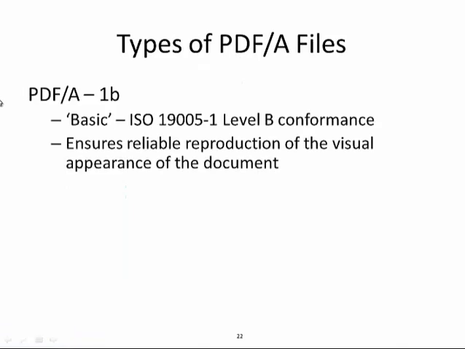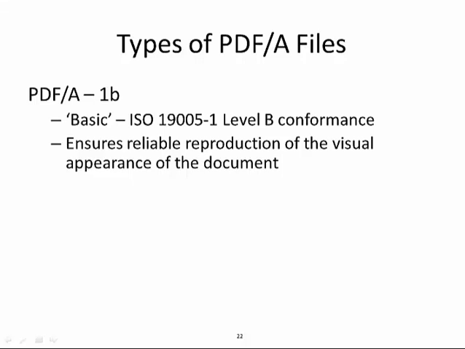So there are a couple of different kinds of PDFA files. There's the 1B, and you can think of B as standing for basic. And what this does is just basically make sure that you will be able to reproduce the visual appearance of the document. So in a sense, it's kind of like taking a snapshot of the document as it appeared.